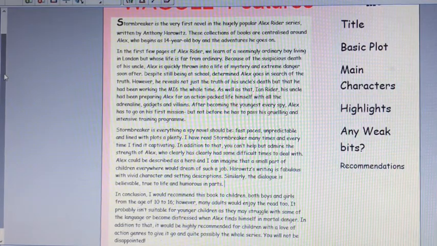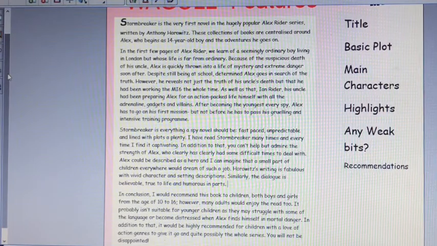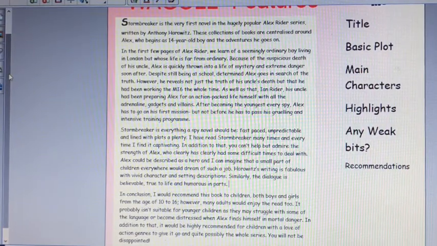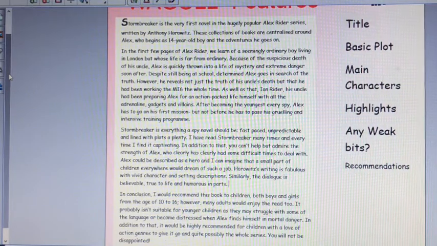In conclusion, I would recommend this book to children, both boys and girls from the age of 10 to 16. However, many adults would enjoy the read too. It probably isn't suitable for younger children as they may struggle with some of the language or become distressed when Alex finds himself in mortal danger. In addition to that, it would be highly recommended for children with a love of action genres to give it a go, and quite possibly the whole series. You will not be disappointed.